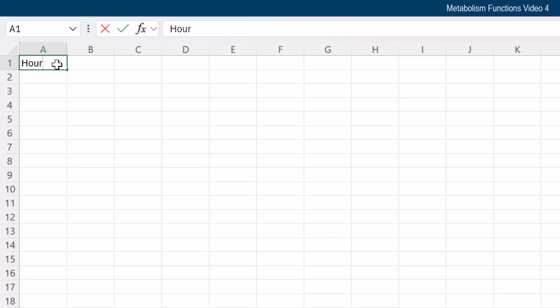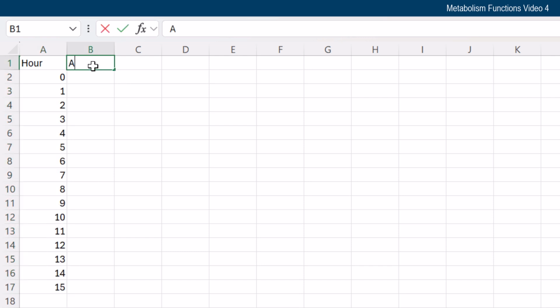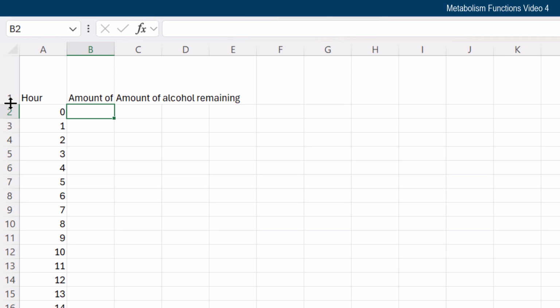So we're going to start with hours as our column. We're going to do 0 equals previous cell plus 1. Right, because that's really our question: how long does it take to metabolize the 160 grams. So the second column is going to be the amount of alcohol eliminated. And the third column is going to be the amount of alcohol remaining, just like we did on our previous problem.